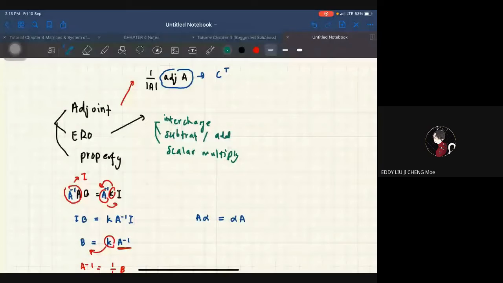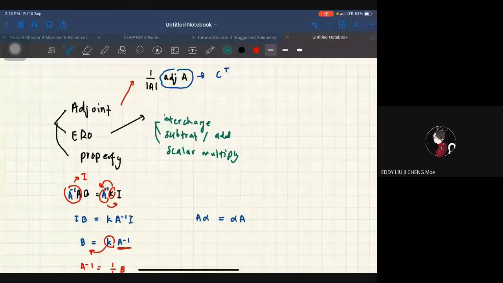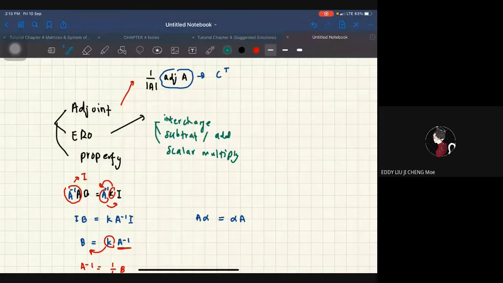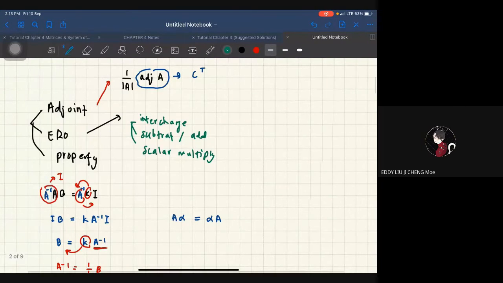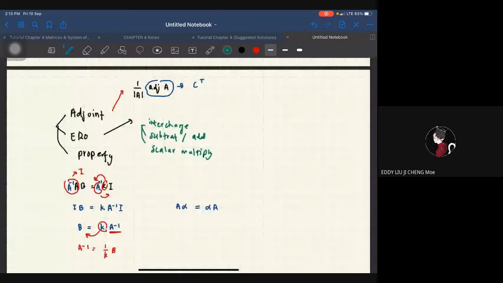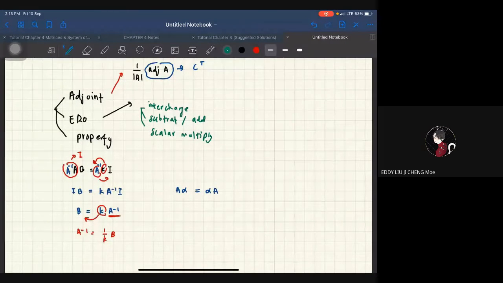Sebab nama method ni pun is elementary row operations. So ini adalah 3 cara yang kita boleh lakukan ke atas row tu untuk kita cari inverse matrix. So the idea is actually, contohlah awak ada satu matrix A, equal to something lah, satu matrix. And then kita nak cari identity matrix by using ERO method.